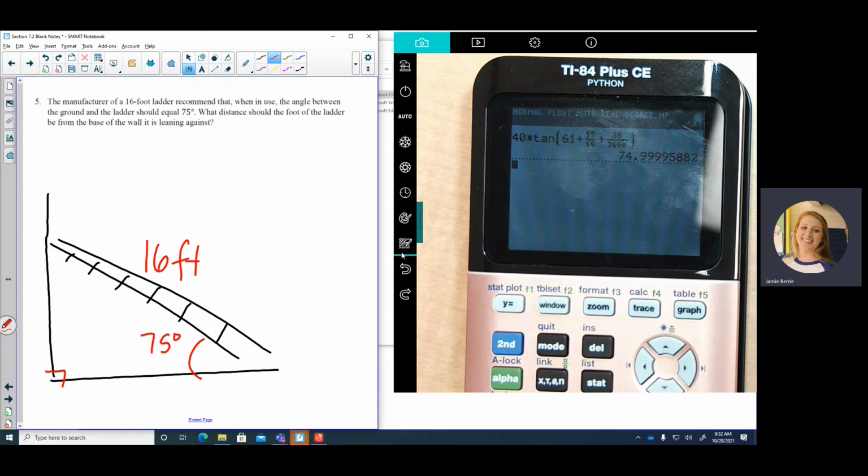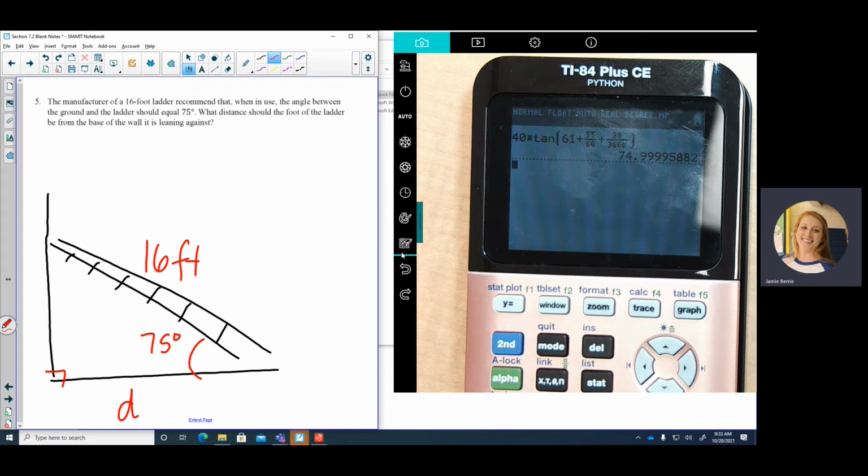And it says, what distance should the foot of the ladder be from the base of the wall? All right, so the base of the wall is over here on the left. Here's the ground. The foot of the ladder is down here on the right, so that's going to represent this bottom leg here. So we're going to call that D for distance.